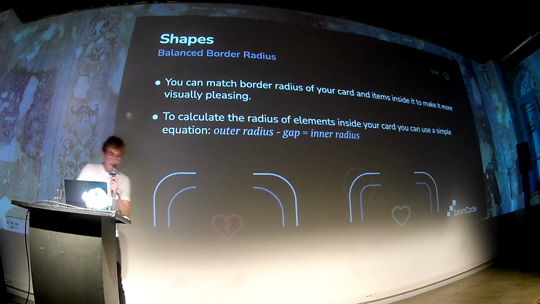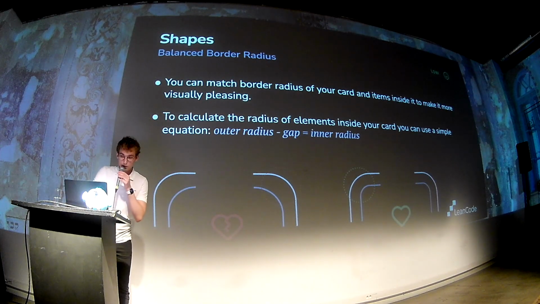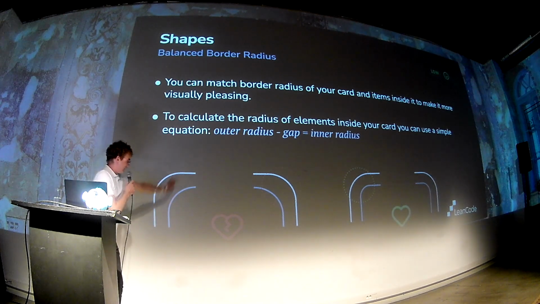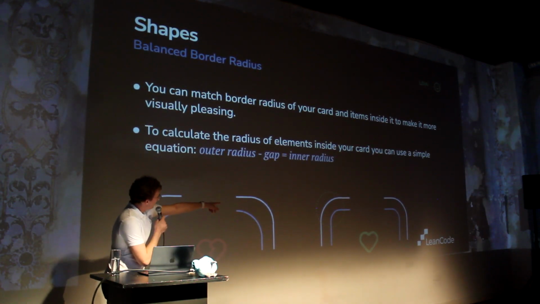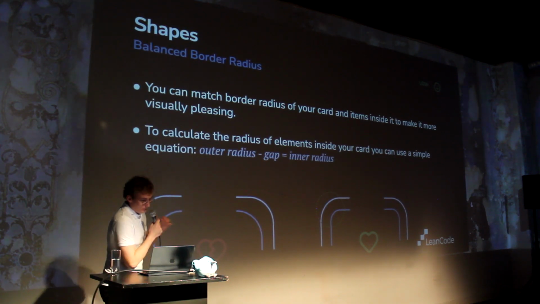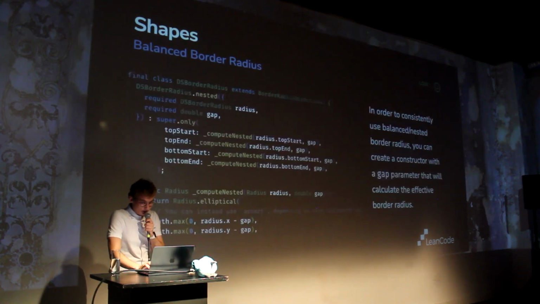Next shape, I mean not really shape, but related to shapes, is balanced border radius, something frequently overlooked. If you put a square that has a border radius of 20 inside another border radius of 20, it will actually not be really equal. If you look at the other picture, it looks equal. And yeah, that's the comparison.